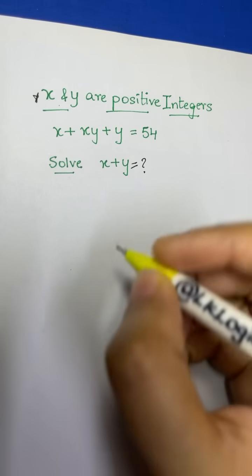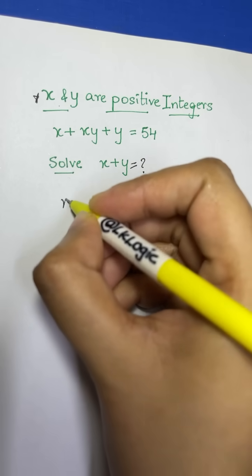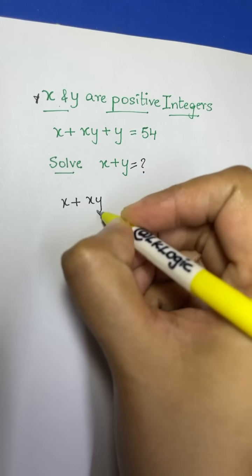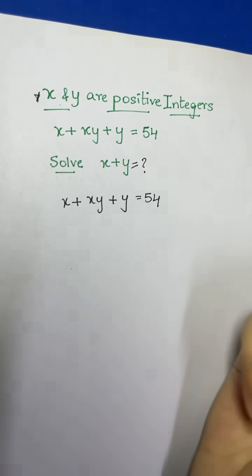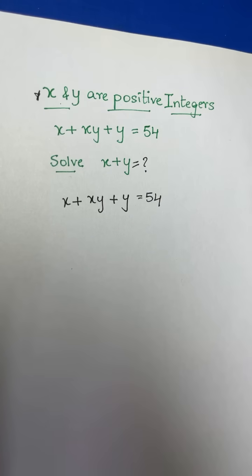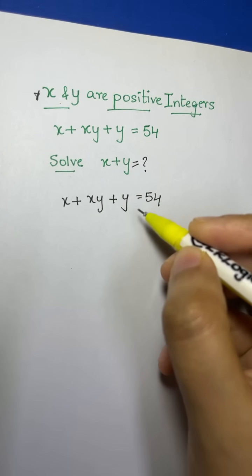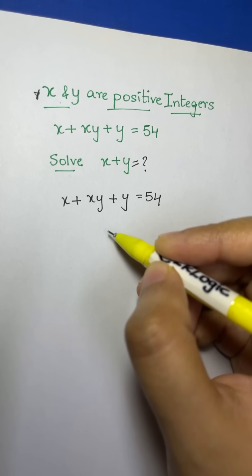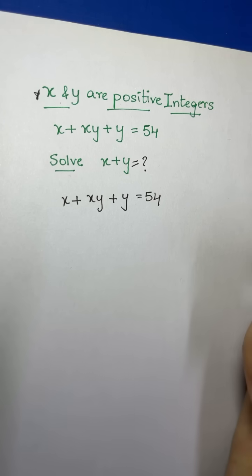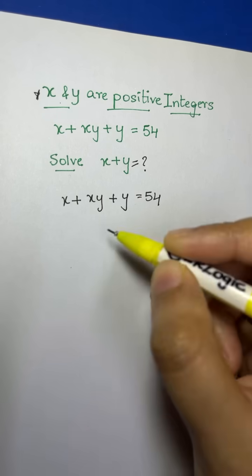Okay, we have the equation. Now let's solve for that. How would we solve it? x plus xy plus y equals 54. So we have two variables in this, x and y. What is the first step we think of doing? Let's try to factor it. What comes to our mind first is to factor that. So let's find out factors.